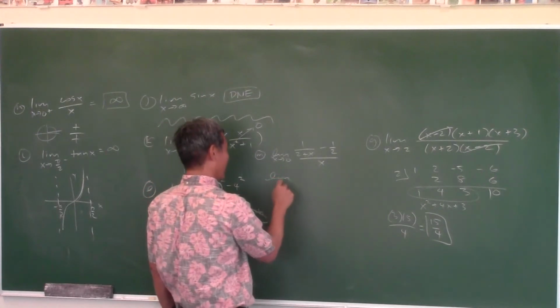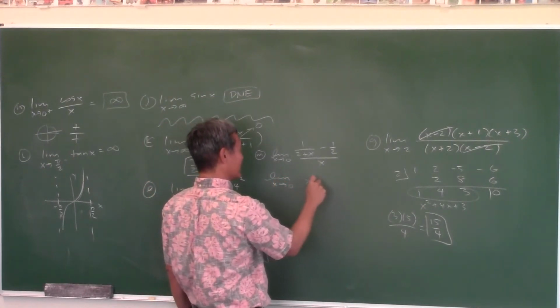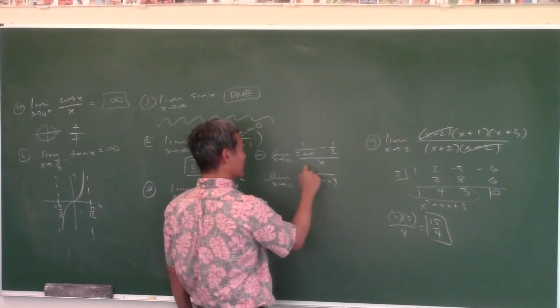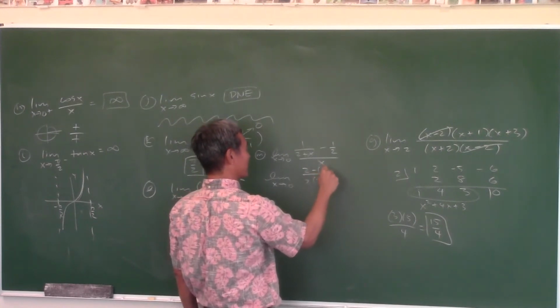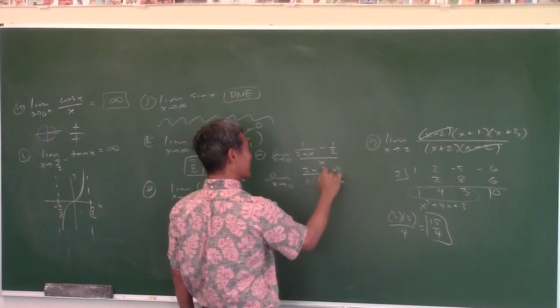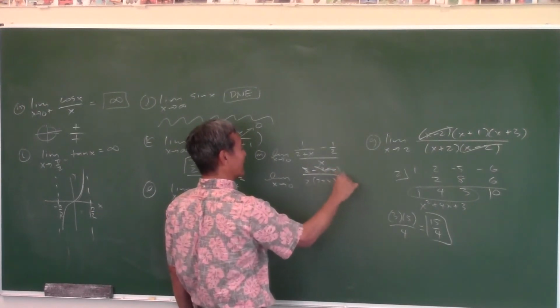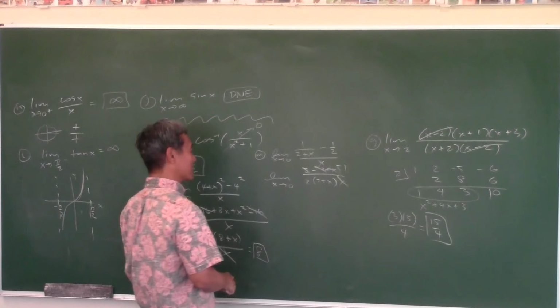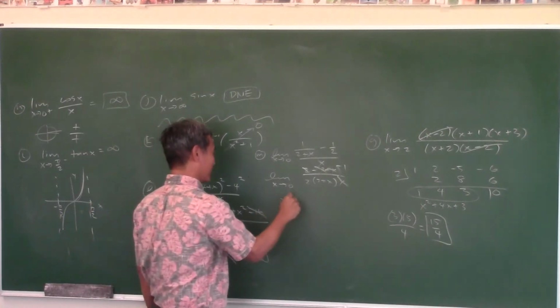So limit as x approaches 0, you make a least common denominator, and don't forget the and then divide by x, and then distribute the minus sign here, and then cancel the x, negative 1. Now plug in 0 for x, you get negative 1/4.